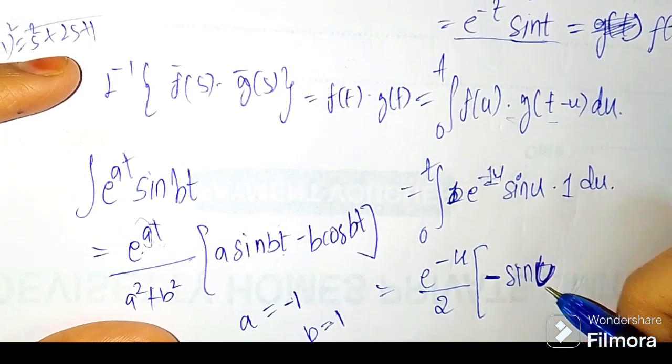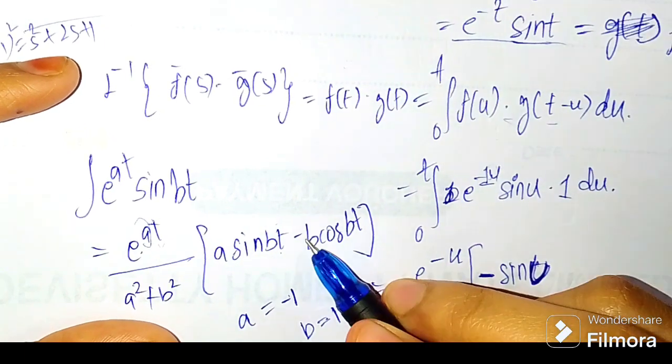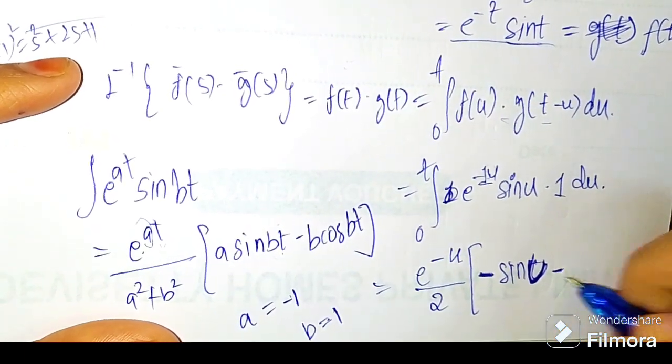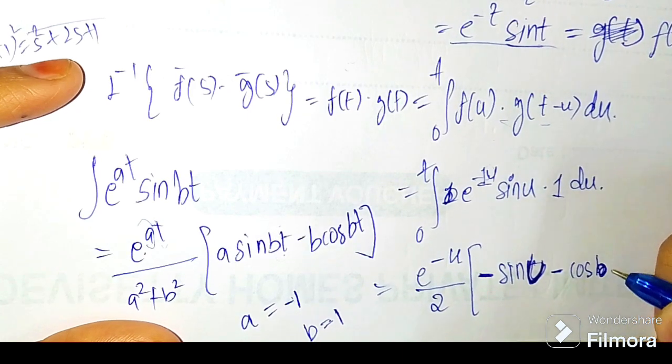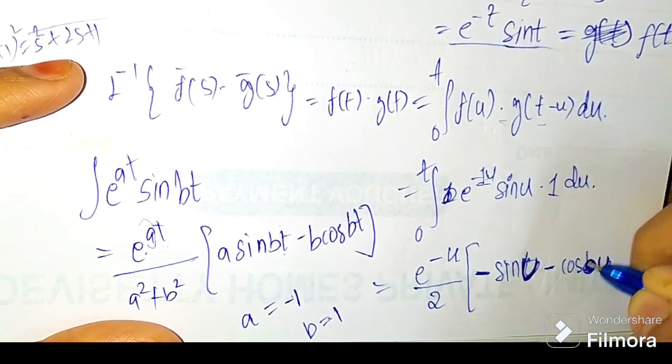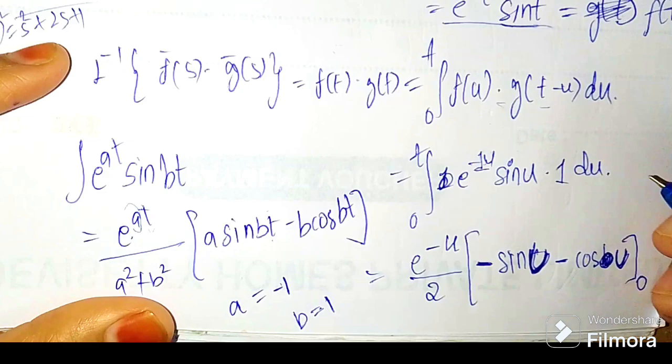In place of t we are writing here u, no? Next, b minus b, so minus 1 cos bt. So here b is how much? 1 only. So here cos u. Okay. Limits are from 0 to t.